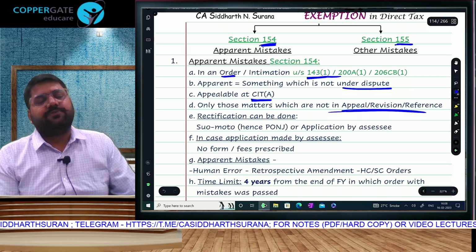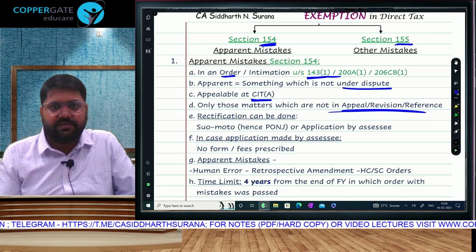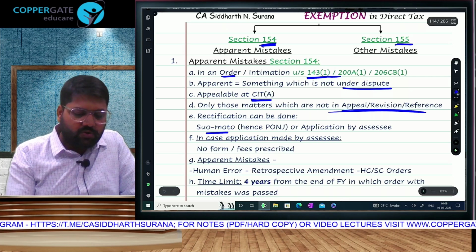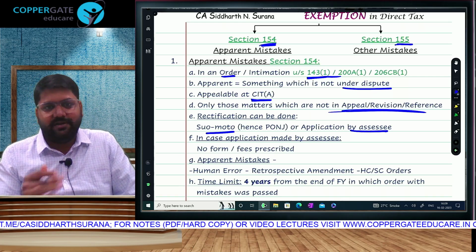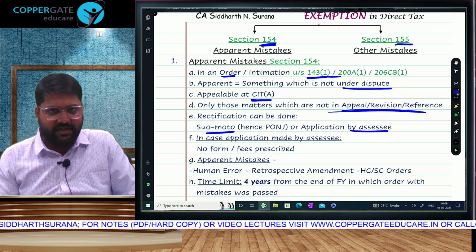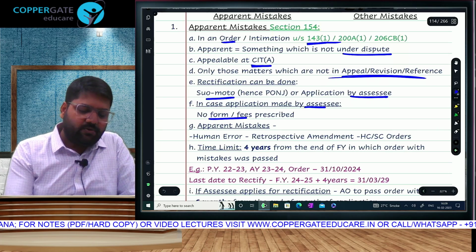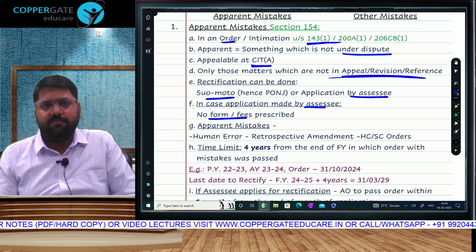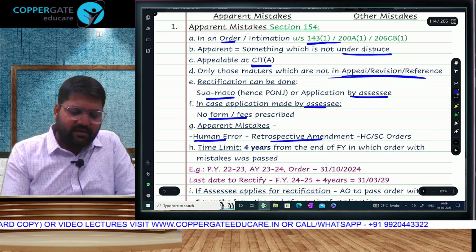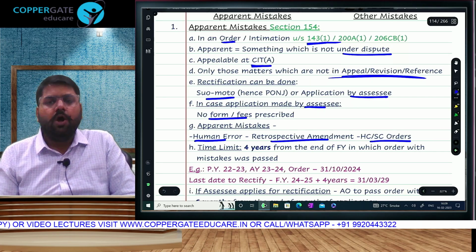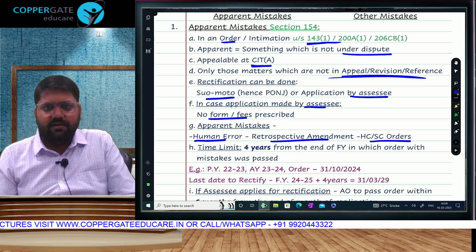Rectification can happen only with respect to those matters that have not gone in appeal, because anything that has gone in appeal is obviously out of the assessing officer's control. It can be done suo motu or on an application by the assessee. Obviously, if the mistake has increased your liability, then the assessee will go, and if the mistake has reduced your liability, then the AO will do it suo motu. If you are applying, no need to pay any fees, no need to fill up any form, you can directly apply on a plain piece of paper. An apparent mistake can be because of human error, retrospective amendment or a High Court or Supreme Court order. It can be treated as an apparent mistake, and an apparent mistake will be rectified under 154.